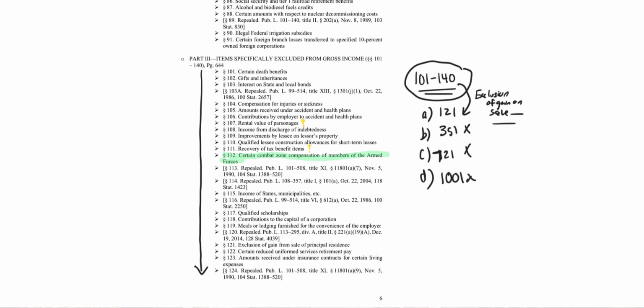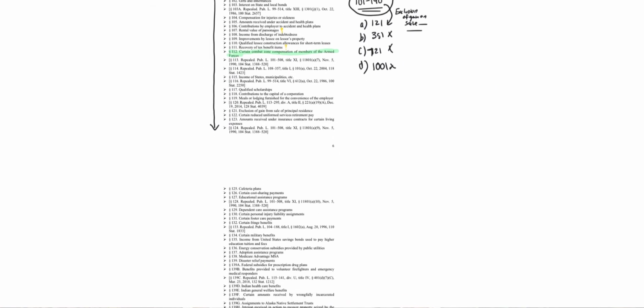117, qualified scholarships. 118, contributions to corporations. Just stop the video for a second and keep reading. I'm just going to read these, right? 121, no. 122, 119, 123, no, right? We look to the next page. And if you read through all these, you're not going to find anything.